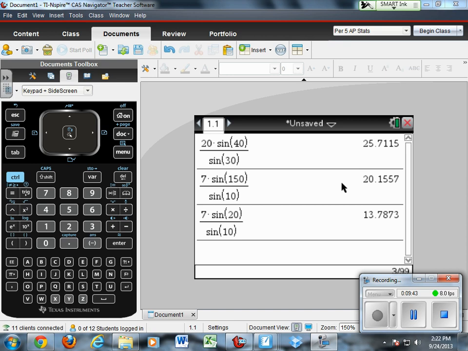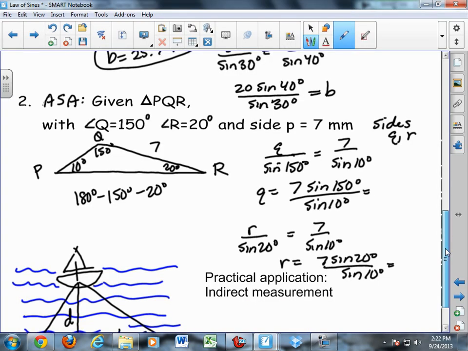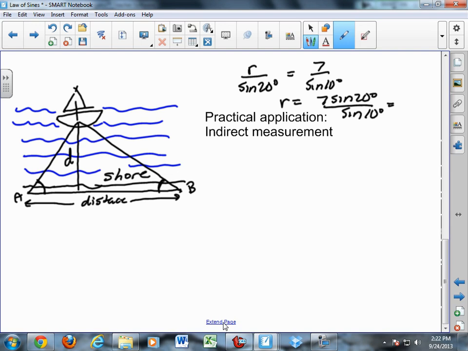Okay, we've got one more problem here, and I just want to show you the setup of this problem. This is a practical application of indirect measurement. Very often in real life, you can't measure directly to something you're trying to find, or it's not convenient or practical to do so. But you can measure indirectly. So let's say we're standing on the shore and we would like to know how far away from shore this particular boat is.